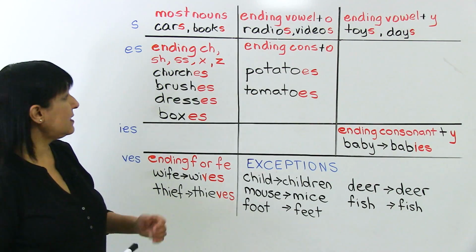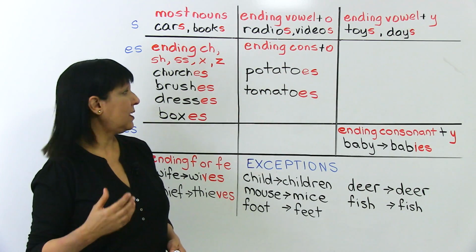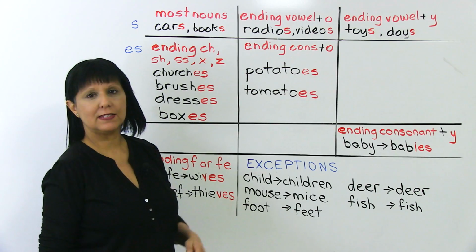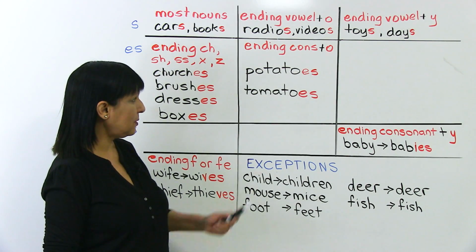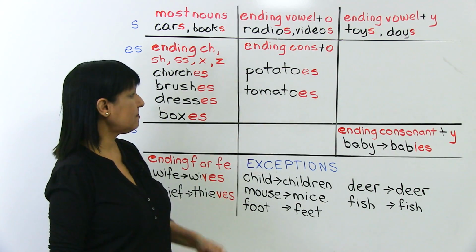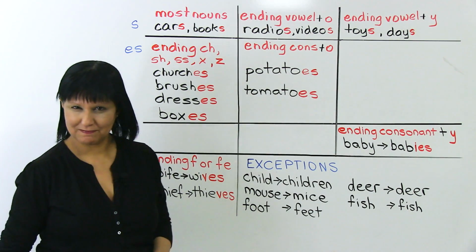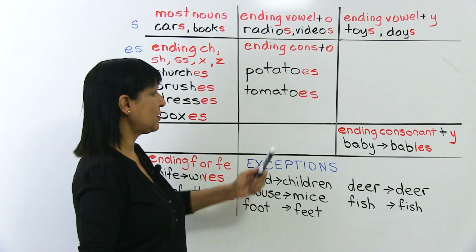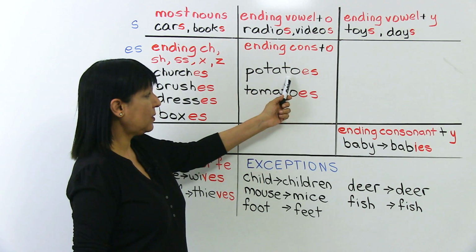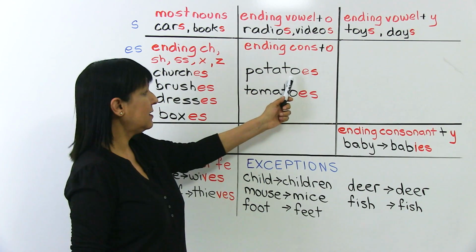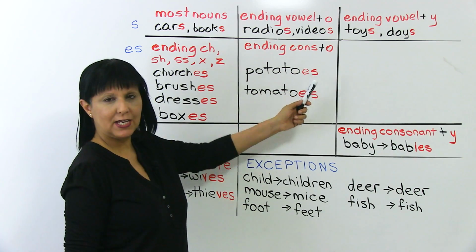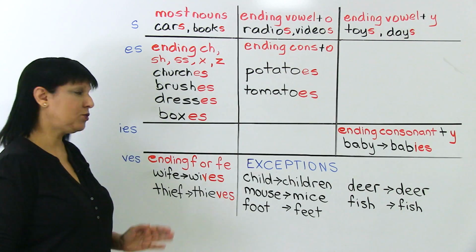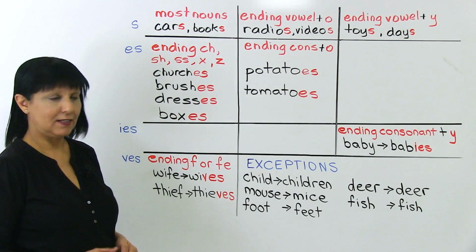Also, when do we add ES? When you have a word that ends in a consonant plus an O. For example, potatoes or tomatoes. All right? These are a little bit confusing. Many people get it wrong, so make sure you pay attention here. So here where you had the consonant T plus an O, we just added ES.